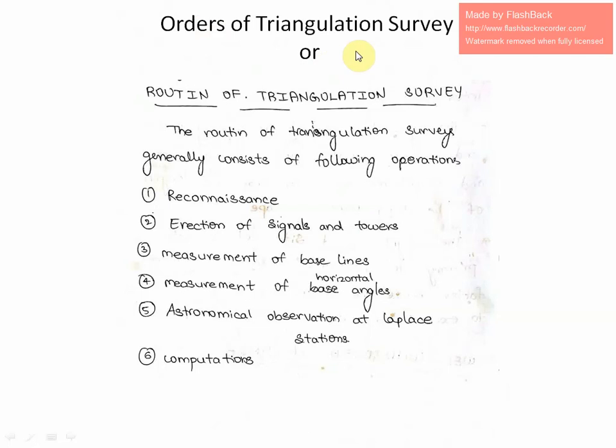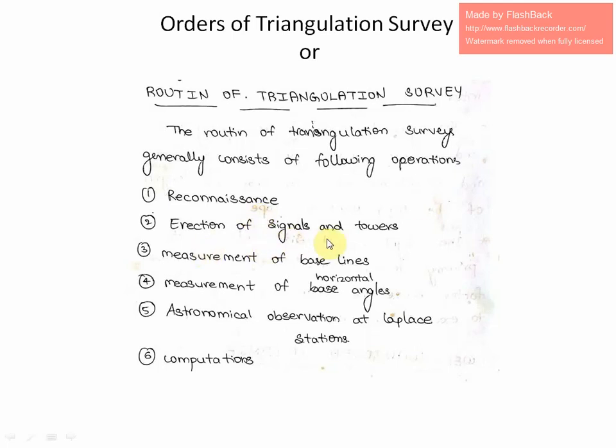Next one is orders of triangulation survey, or the routine of triangulation survey. To conduct the work there should be some routine. The routine of triangulation survey generally consists of the following operations. Reconnaissance survey, which is nothing but exploring that area: how much is the area, what is the topography, what is the nature of that ground. So that is the reconnaissance survey.